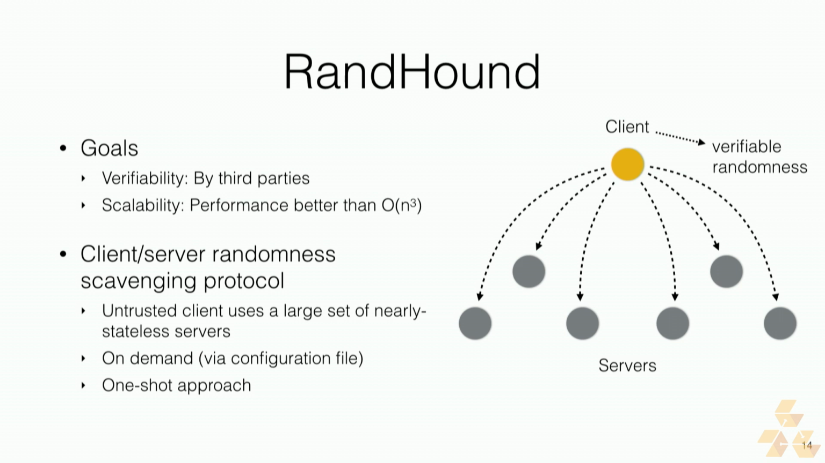RandHerd works as a client-server randomness scavenging protocol where an untrusted client uses a large set of nearly stateless servers to generate this verifiable randomness. The client generates a configuration file which specifies which servers are participating in this randomness generation run and also the purpose of the randomness. Then he sends this configuration file to the nodes, and thereby starts the protocol. And this is a one-shot approach.